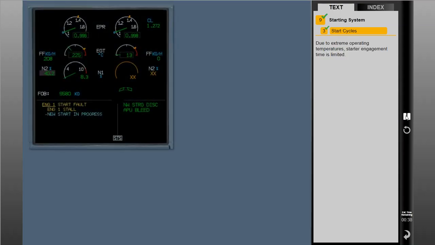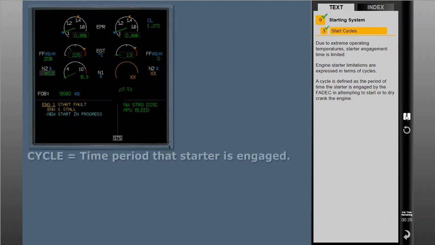Due to extreme operating temperatures, starter engagement time is limited. Engine starter limitations are expressed in terms of cycles. A cycle is defined as the period of time the starter is engaged by the FADEC in attempting to start or to dry crank the engine.